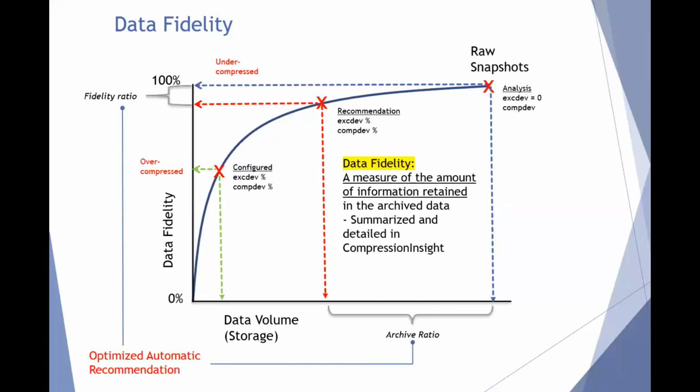This new optimization engine that we've created for version 3.0 will take into account what we call the fidelity ratio, which is the difference between our recommendation and the raw snapshots, and the archive ratio, which would have been the difference between the amount of data that we're going to store in the archive versus what is compared to the raw snapshots. And we created an objective function in the algorithm that balances that in what we call the creation of this sweet spot. And that's all done automatically within CompressionInsight.